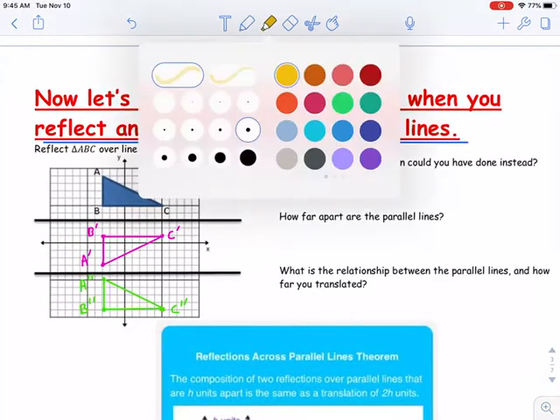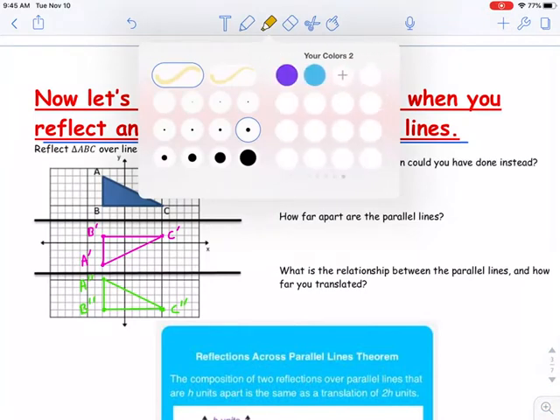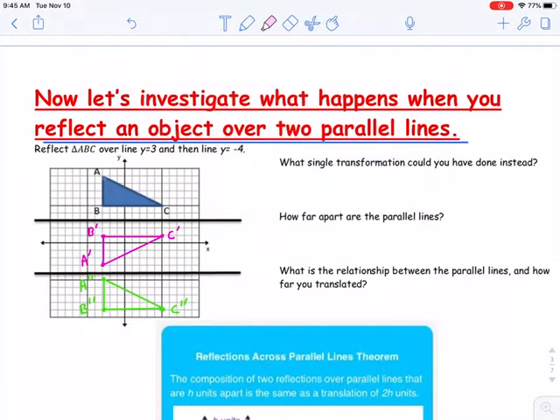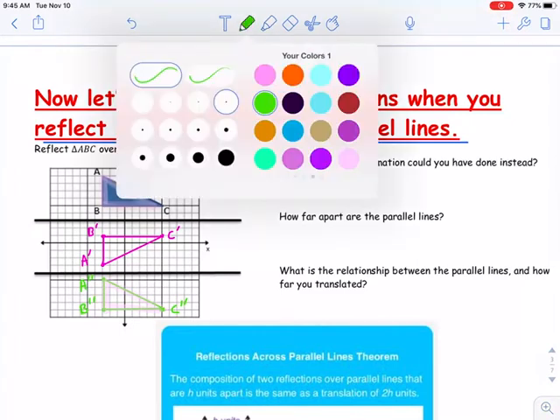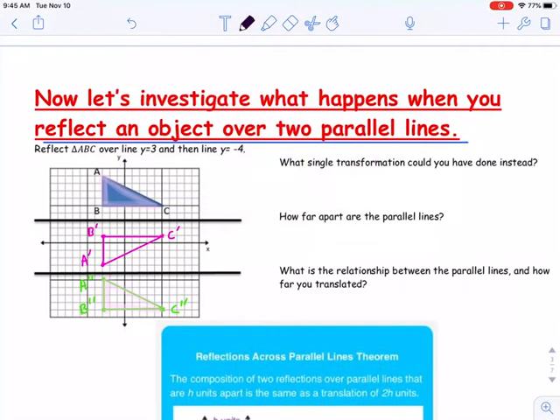Well, let's just focus on this first one and this last one. All right. What single transformation could I have done? Well, notice that these triangles are oriented the same way. And in fact, I know, I could have just slid it straight down. So I could have just done a translation.